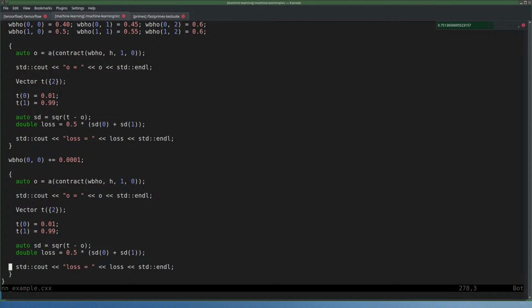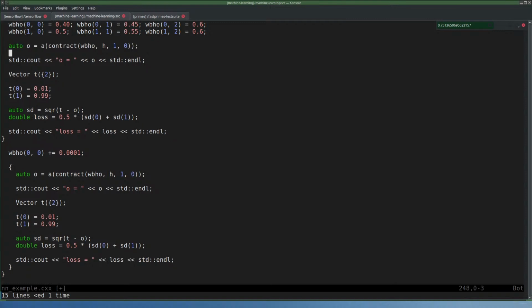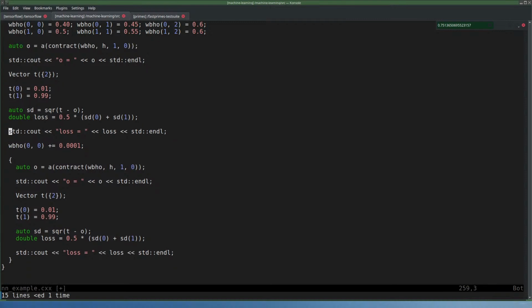Why don't I have to keep the loss function? Duh, really? Okay, let's just remove the scope then. Output 1. The target is the same in both cases. Don't have to repeat that. That depends on the output. SD1, so loss 1.